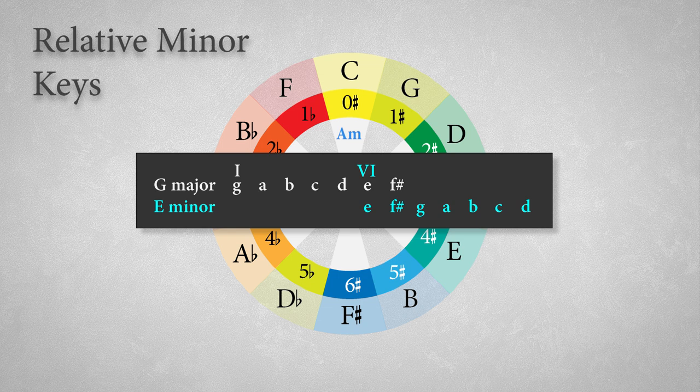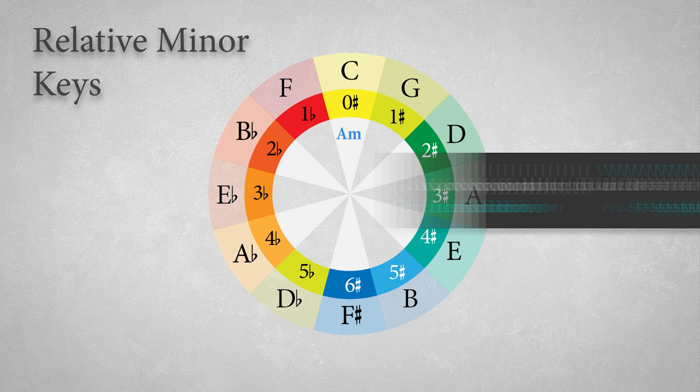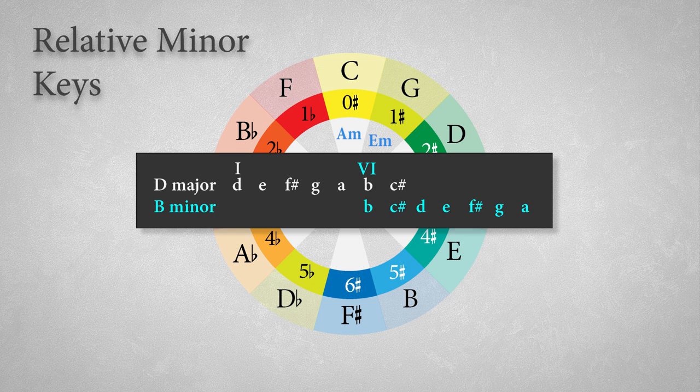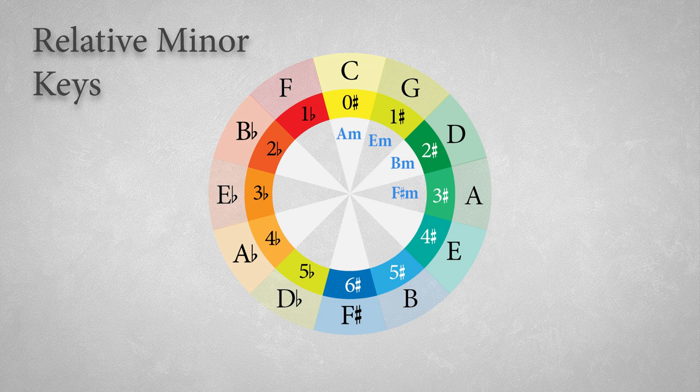In the next key, G major, the sixth note is the note E. So the relative minor key of G major is the key of E minor. Again, both scales use the same notes, only the tonal center is different, causing one scale to sound major and the other minor. In D major, the sixth note is B. So B minor is the relative minor key of D major. They use the same notes, only the start note is different. In A major, the sixth note is F sharp. So F sharp minor is the relative minor key of A major. Now we can do this for every major key, resulting in these relative minor keys. So now you understand major and minor keys.